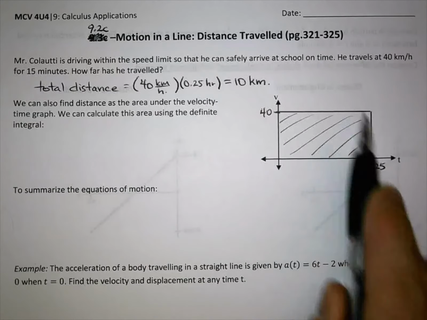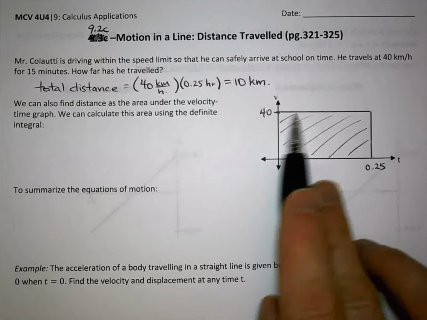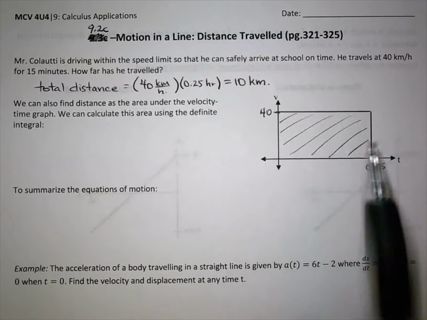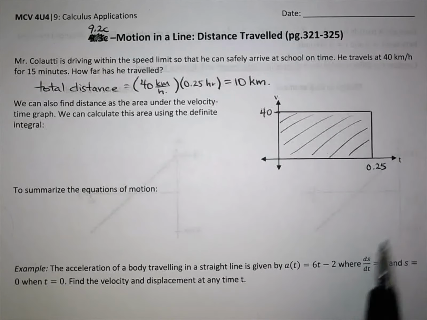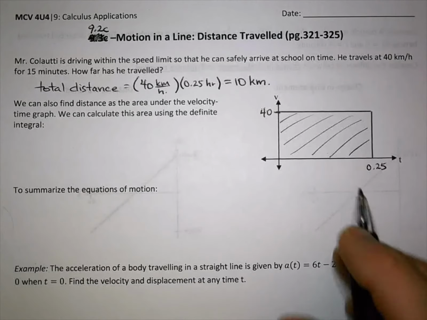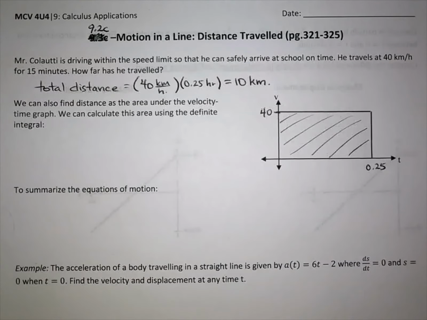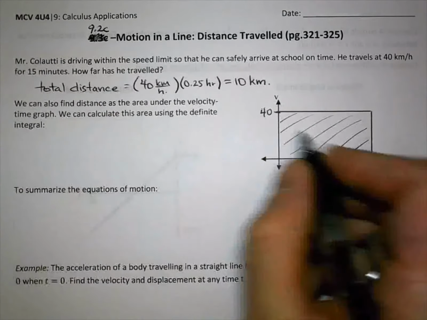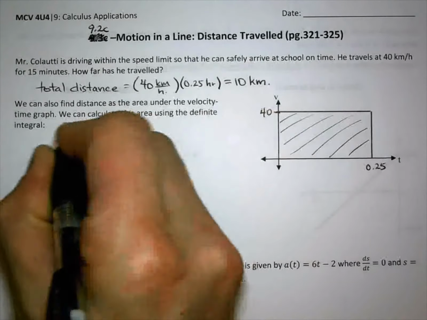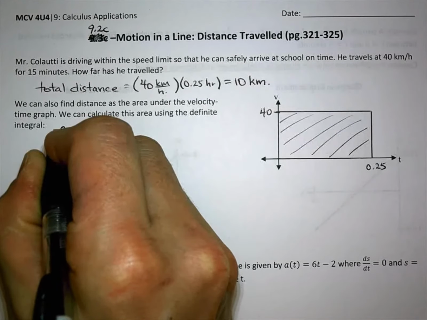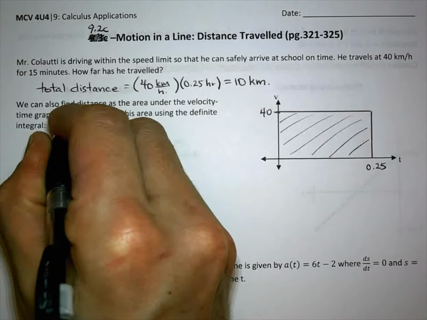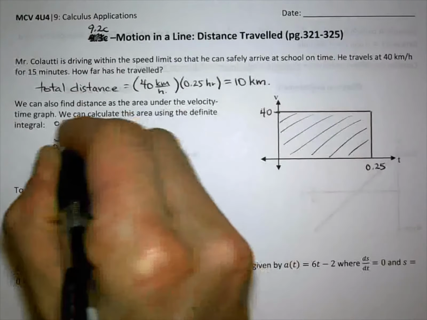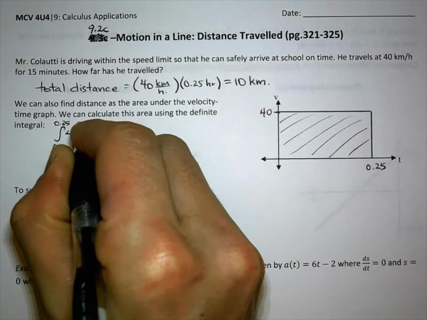What happens if your velocity is changing? Well, then you have to add up all the different areas, or you have to use the more advanced strategy, which is integration. Hopefully this is bringing back some memories of our integration chapter where we had to find the area under a curve. So what I could rewrite this as is, the area under this curve is really the integral from 0 to 0.25 of this function, which is just 40 dt.